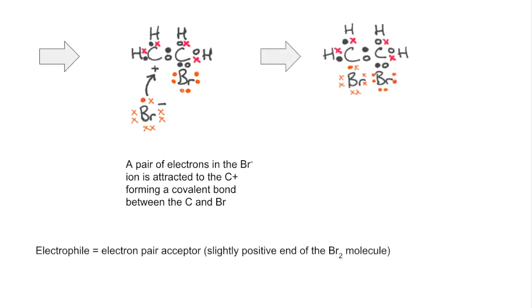So why is it called electrophilic addition? That's because it involves an electrophile, which is an electron pair acceptor. So the electrophile in this mechanism is the slightly positive end of the Br2 molecule, that Br delta plus part. It's an addition reaction because two reactants have become one product, two become one.